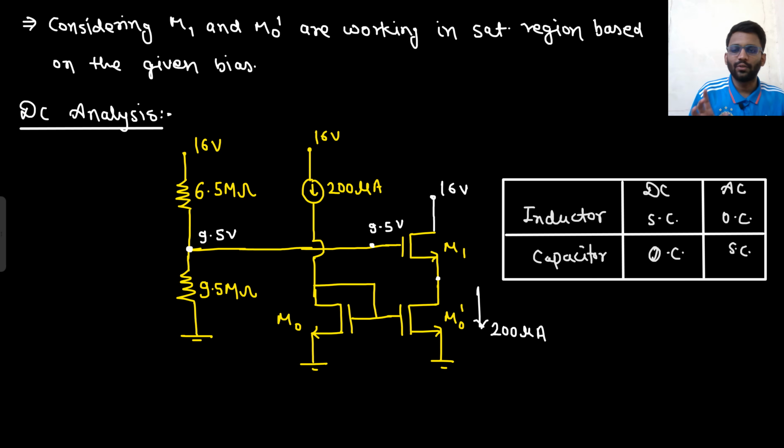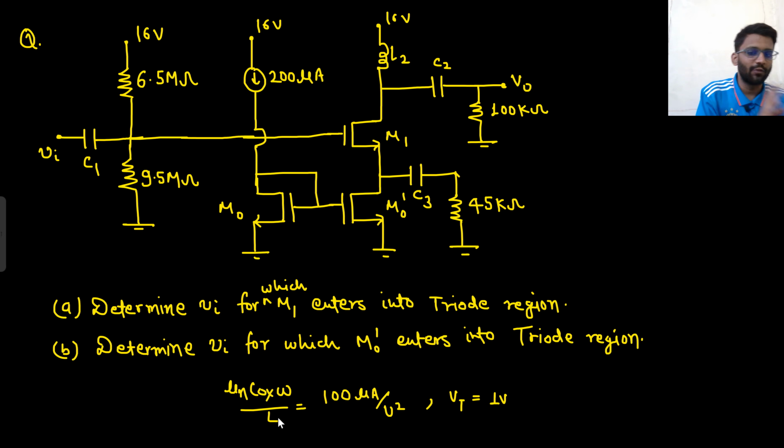So what was the question? The question was asking you to determine the value of V in for which M1 and M0 dash enter into triode region. Separately, two questions are there, question A and question B. Let's note that there is one question only, with two parts, question A and question B.